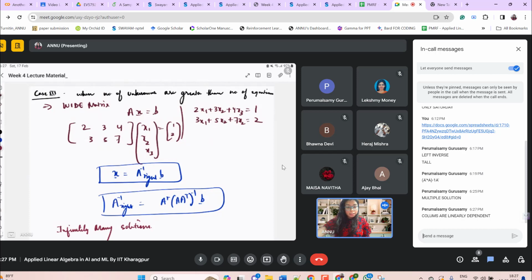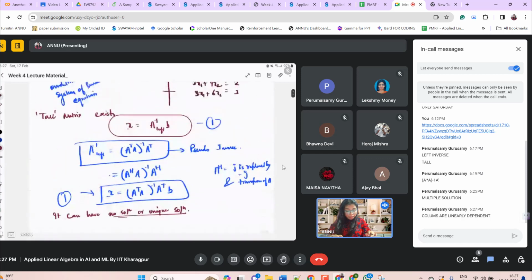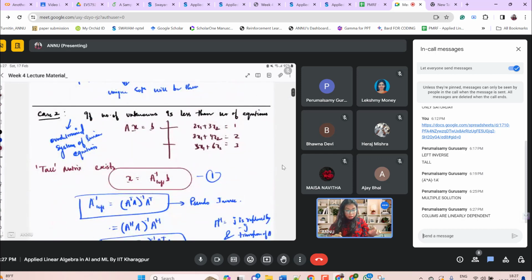Columns are linearly dependent in case 3. We can see that in case 3 the columns are linearly dependent, whereas in case 2 the columns are linearly independent. It is for sure that the columns must be linearly independent; only then will the left inverse condition arise.